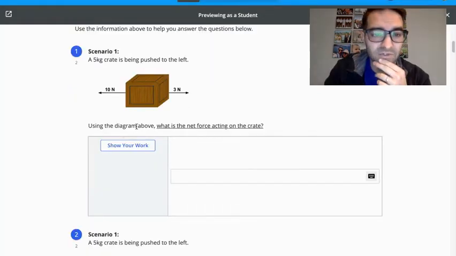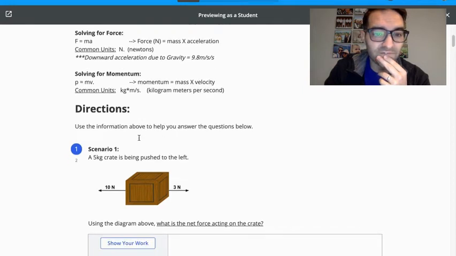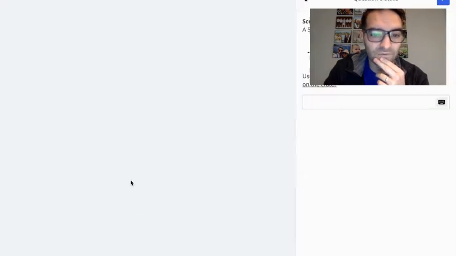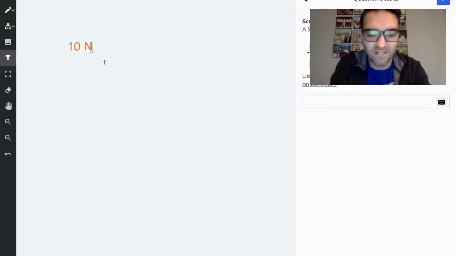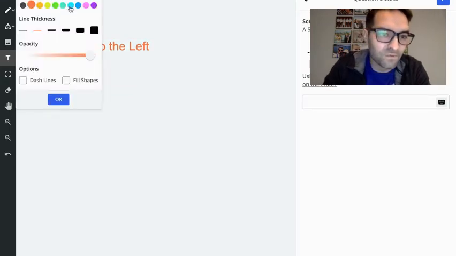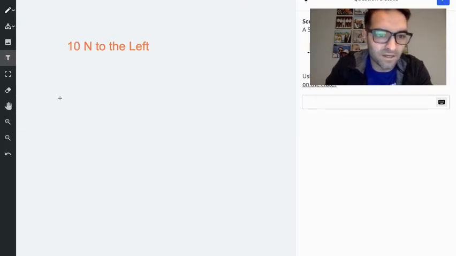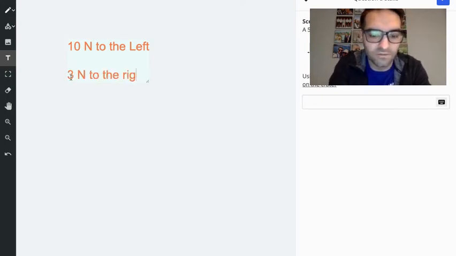If we're looking at the force and the net force, we can go in here and show our work. We have 10 newtons of force. That's how strong the force is. To the left, I'm just typing it out so we can all be on the same page. And then it's 3 newtons to the right.